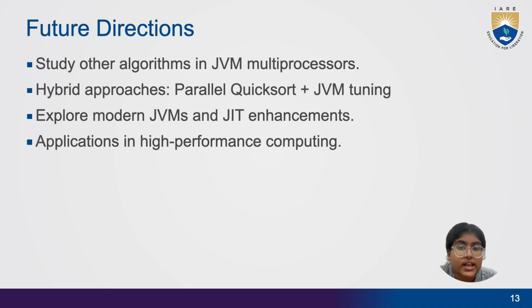So, where can we go from here? First, researchers could study other algorithms in JVM on multiprocessor systems. Does merge sort behave the same way? What about graph algorithms? Second, hybrid approaches could be explored, combining parallel quicksort with JVM tuning to maximize both explicit and implicit speedups.